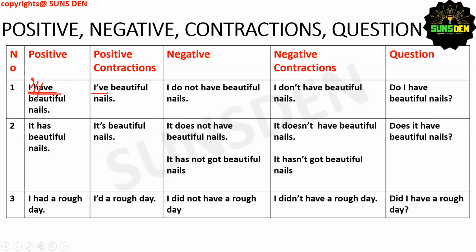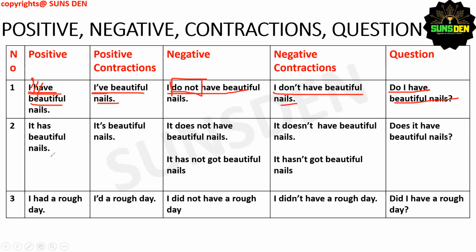I have beautiful nails. Contraction: I have beautiful nails. Negative: I do not have beautiful nails. Here the contraction takes place between do and not, and it becomes I don't have beautiful nails. Question: do I have beautiful nails? Let's move to the second sentence.